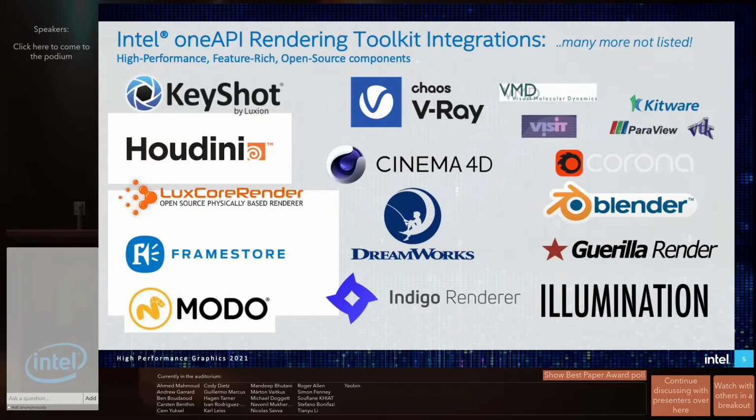And here's just a taste of the number of applications and companies which have integrated RenderKit into their software. From in-house renderers at DreamWorks and Illumination, commercial applications like V-Ray and Corona, to open source creation suites like Blender, and open source visualization apps like ParaView and VMD.